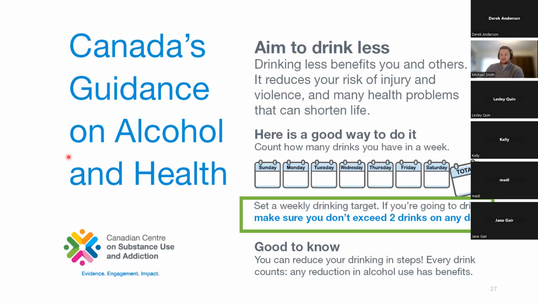Another important point to mention on this slide is that they do provide advice on per day consumption. It's quite small in the poster here, but I highlighted it so you could see it: the CCSA recommends that you don't exceed 2 drinks on any given day. This is primarily to reduce overall drinking, but also to lessen the risk of alcohol-related injuries and violence that can occur with higher levels of drinking. And we'll talk more about that later in the lecture of what that means.